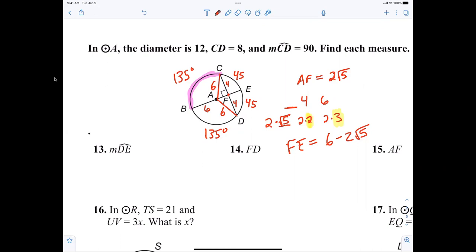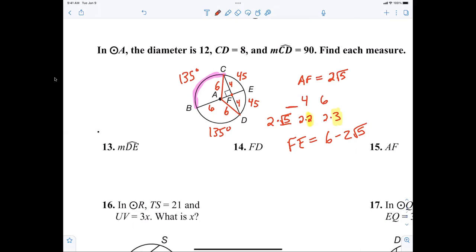Anybody else? Not sure. It's just the whole minus the part. That gives you the other part. 6 is the radius, and we're subtracting out whatever AF is. And AF happens to be 2 radical 5. That was a good problem right there.